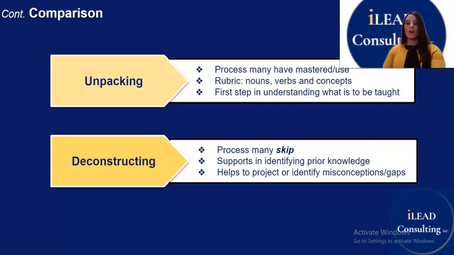We deconstruct also to support in identifying prior knowledge. That is the critical component of why we deconstruct. How do you think identifying prior knowledge supports in the planning process? Have you ever been asked to identify the possible upcoming or predict the potential misconceptions? Okay. How can you predict a misconception if you've not first deconstructed a standard and broke it down to its base level?